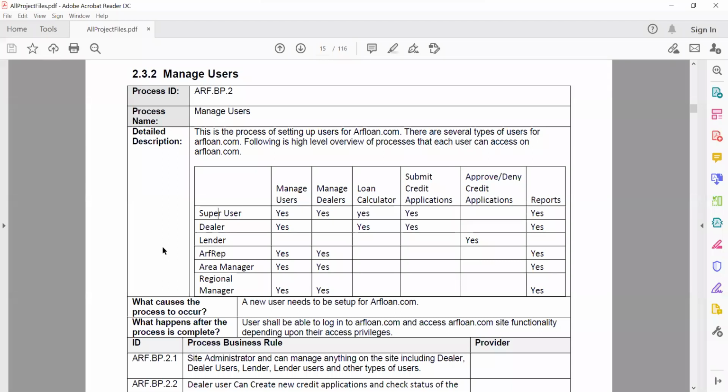Okay. So now when you see the manage users capability, earlier we were talking about the system admin, but in addition to the system admin, the dealer is also able to create some types of users. So is the area manager, regional manager, and RFRA. The only person who cannot create any users is the lender. So think about it, if I have to build security around the system, this particular table will help me to make a determination of who can access what type of functionality in the system.